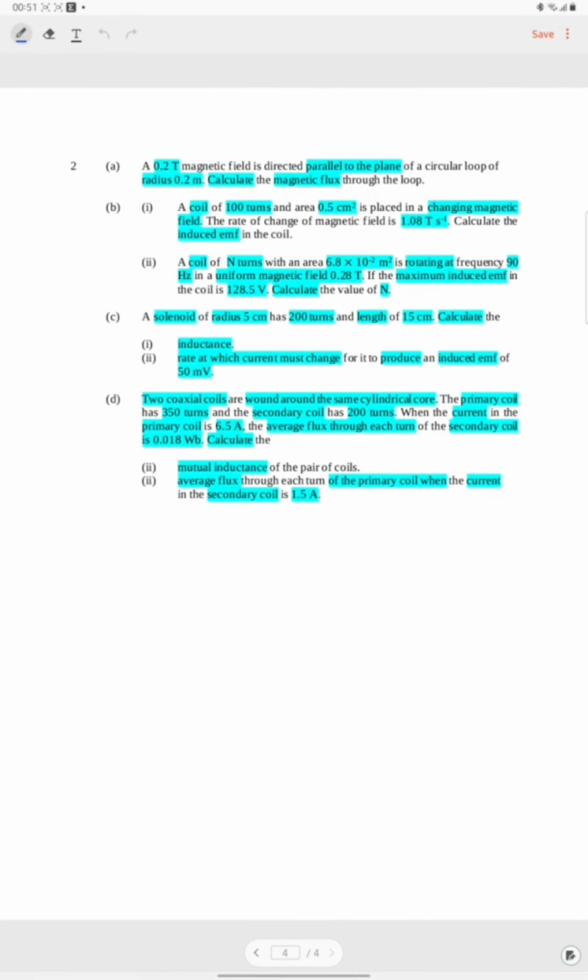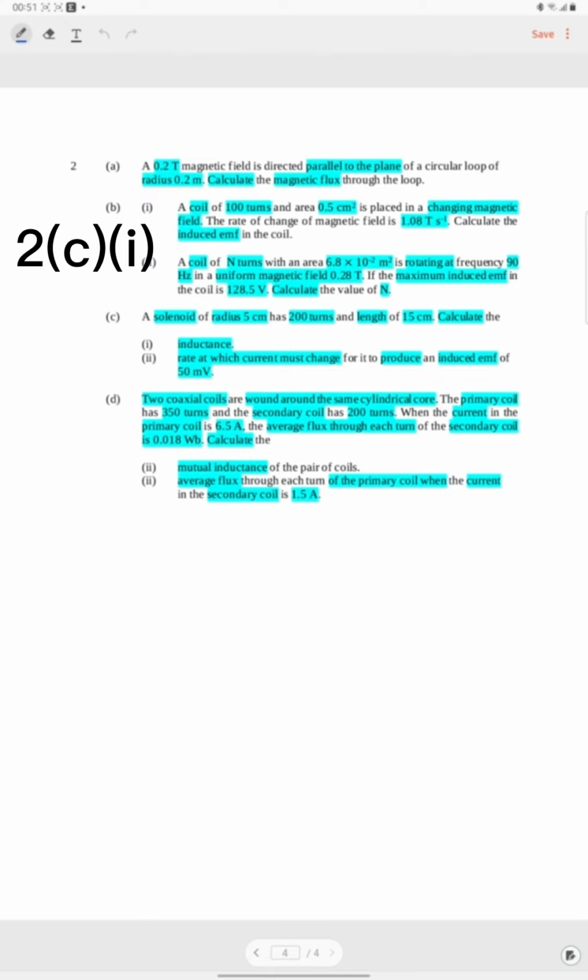Alright, I hope all of you are still with me. I'm going to discuss the next questions, 2C1 and 2C2. So we read the questions first. This question is about a solenoid. Given the radius, the number of turns, and the length, the questions ask us to determine the inductance and also the rate at which current must change in order to produce an induced EMF equal to 50 millivolt.